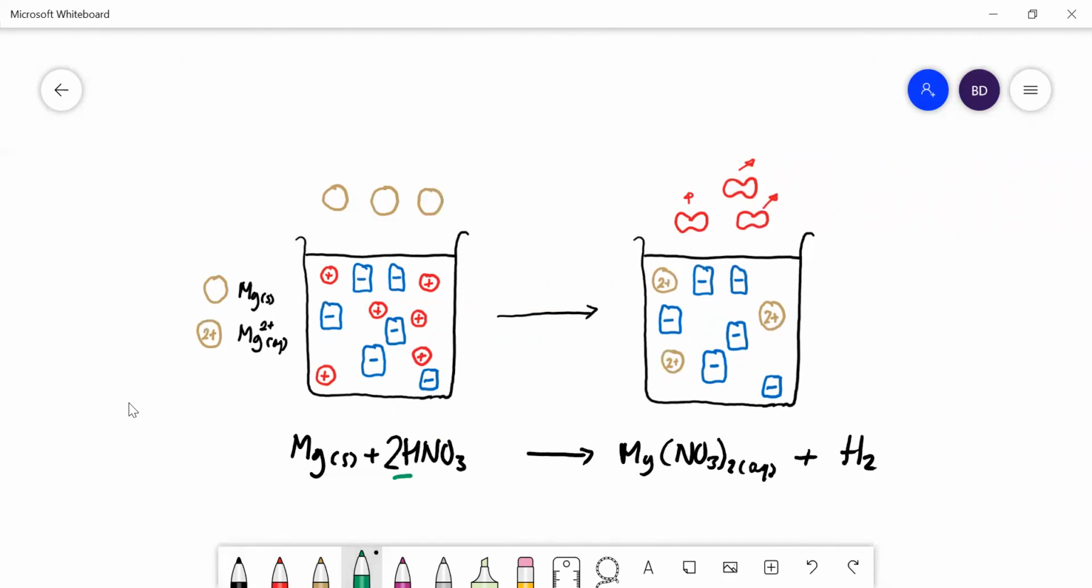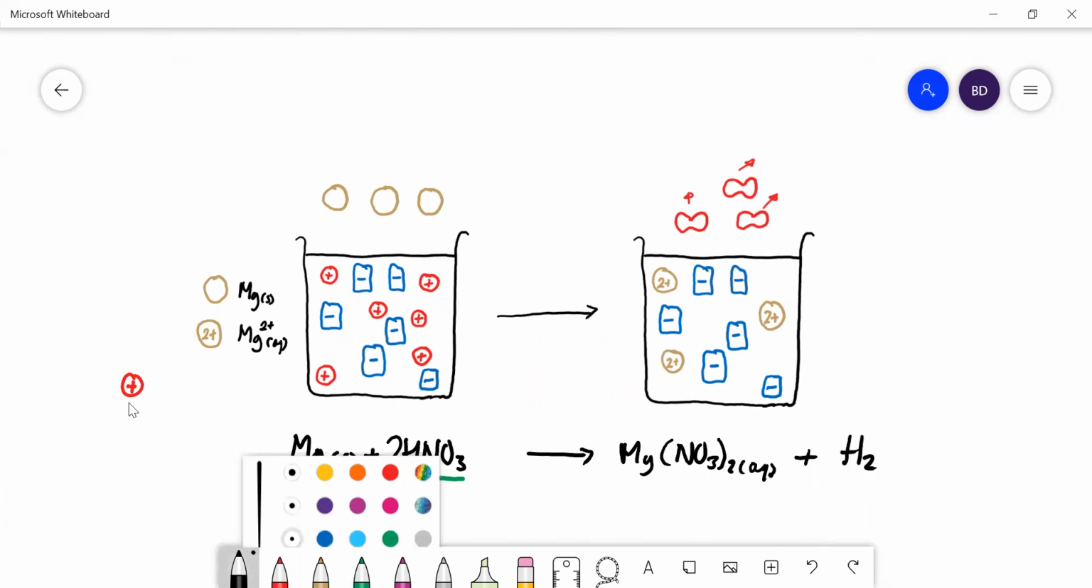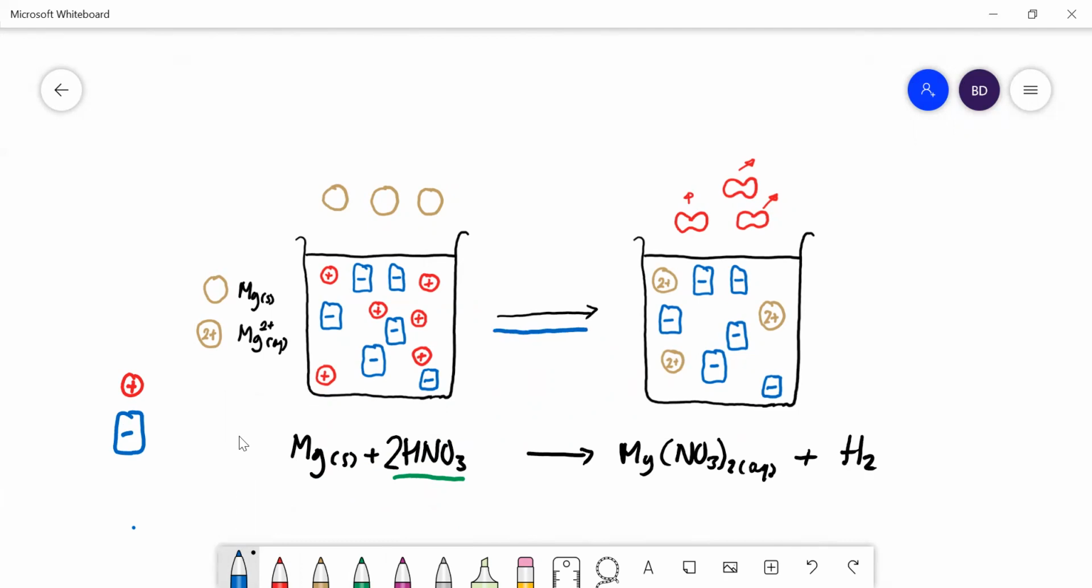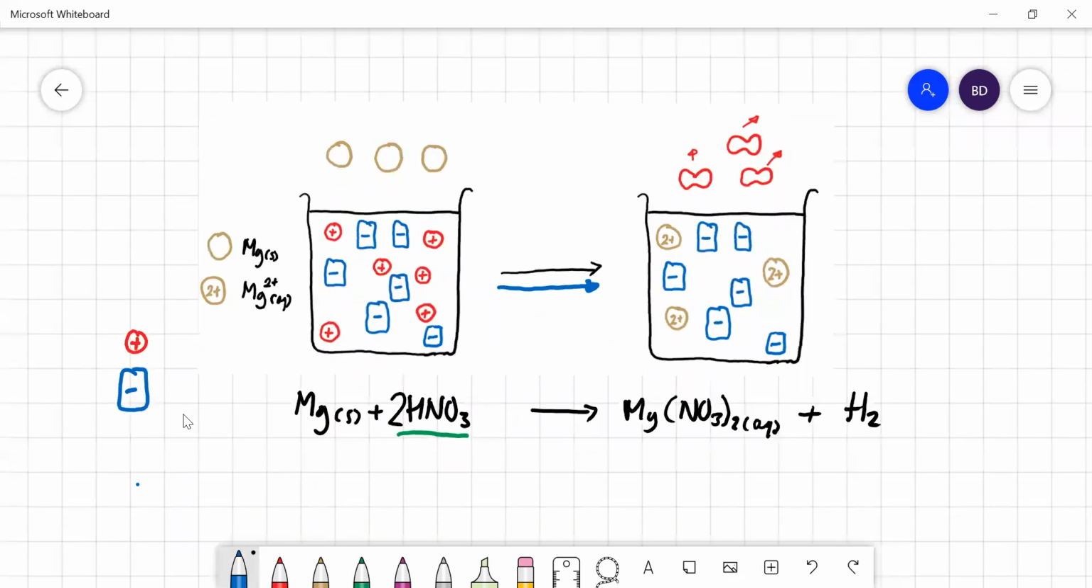The HNO3 exists as a positive hydrogen ion and a negative nitrate ion, which is in blue. There we go. And they're completely separate from each other. And if we look, we can see that as you go from here to here, the nitrate ions don't change at all. They stay the same. They're spectator ions. So let's break down how we would write this as an ionic equation.